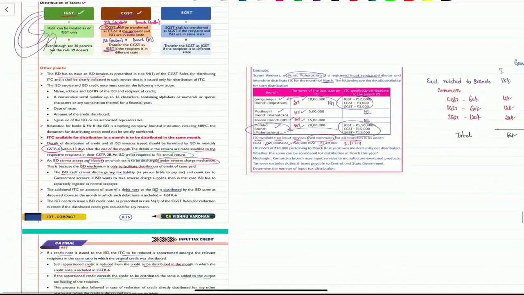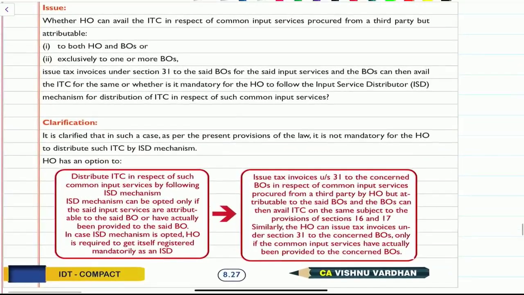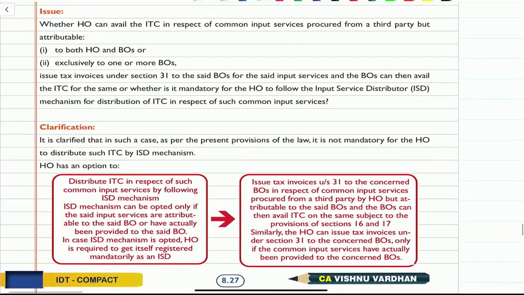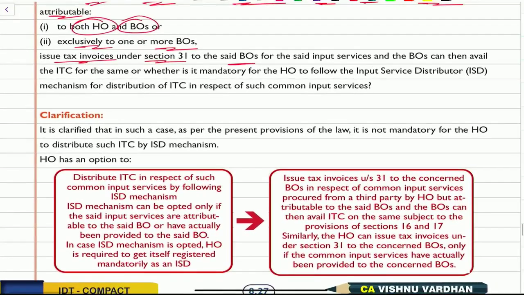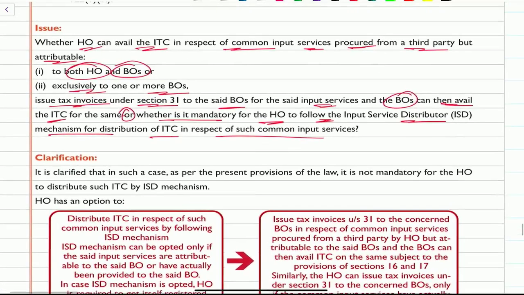So with this we are done with the input service distributor concept, and there is something related to a small issue and clarification here. Sir, whether head office can avail ITC in respect of common input services procured from a third party but attributable to both head office and branch offices, or exclusively to one or more branch offices. Sir, whether we can issue tax invoice under section 31 to said branch offices for the said input services, and branch offices can avail the same as ITC, or whether it is mandatory for the head office to follow the input service distributor mechanism for distribution of ITC in respect of such common input services.